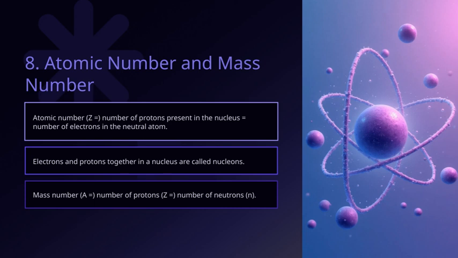When we talk about protons and electrons together, we call them nucleons. This term emphasizes their fundamental role in the nucleus and the atom's overall structure. Understanding the atomic number and mass number helps us distinguish different elements and isotopes, and it ties into the larger theme of understanding atomic identity and stability in matter.